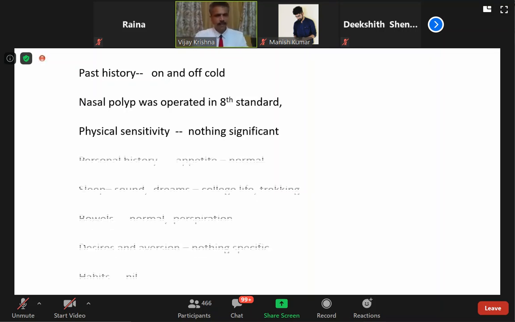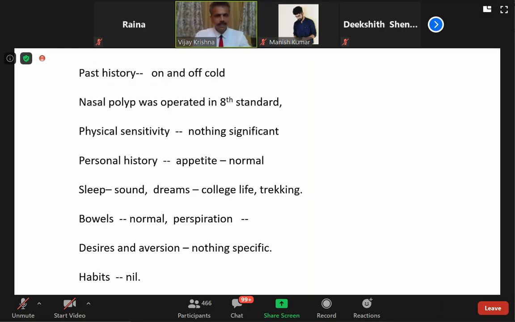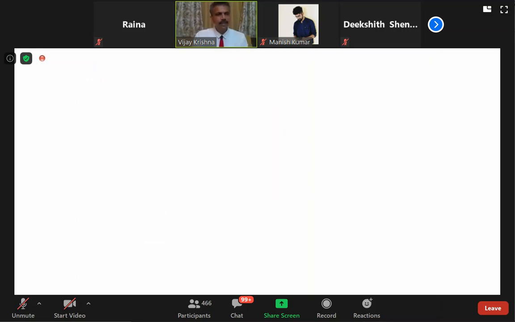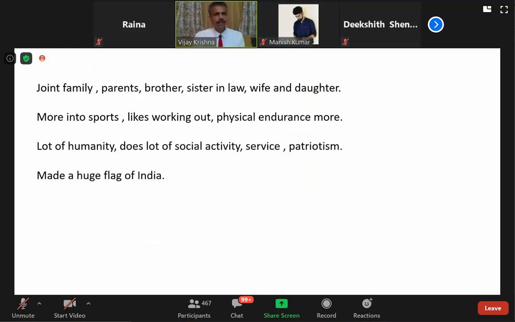Physical sensitivity, personal history, is a chilly patient. I'll skip all this. Very lengthy case. Okay. Looking into the life space, joint family, is more into sports, physically very strong. He was a national volleyball player. Does lot of humanitarian work, lot of social activities. Patriotism. He's made a huge flag of India.